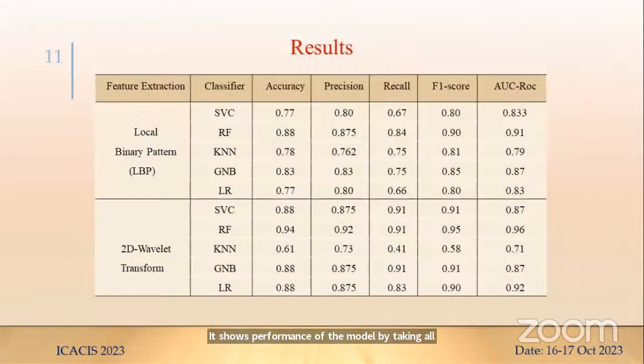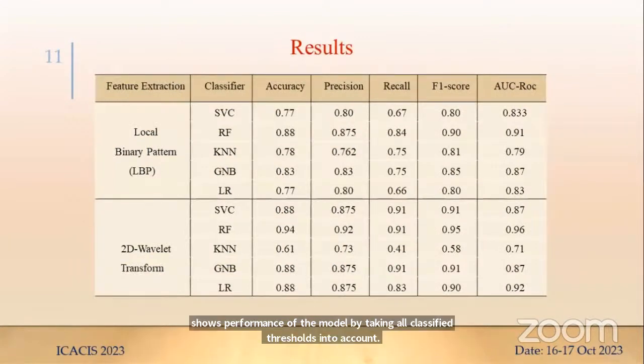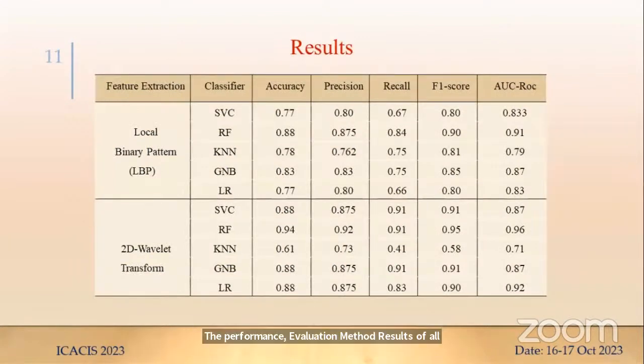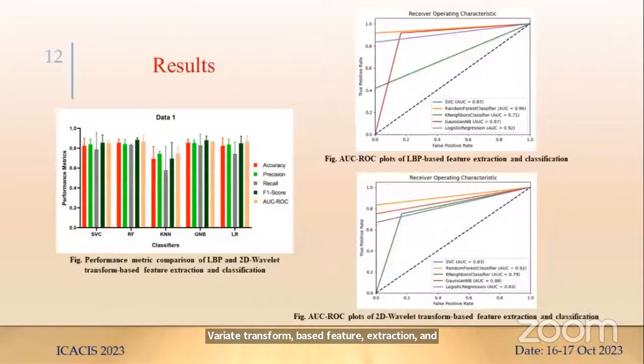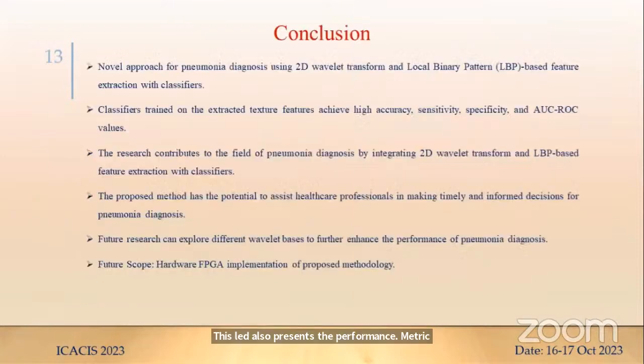The performance evaluation metric results of all classifiers corresponding to local binary pattern and 2D wavelet transform based feature extraction and classification are presented in this table. This slide presents area under the ROC plots of local binary pattern based feature extraction and classification, and also 2D wavelet transform based feature extraction and classification. This slide also presents the performance metric comparison of LBP and 2D wavelet transform algorithms.